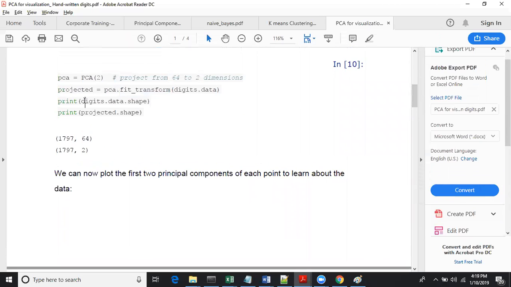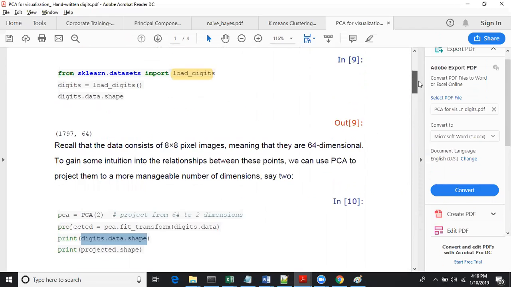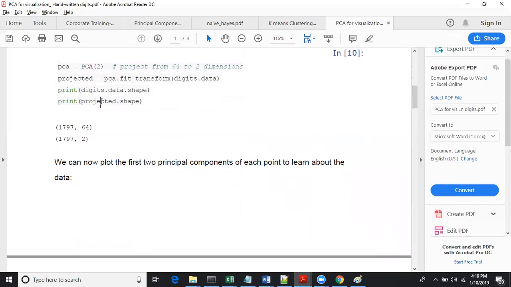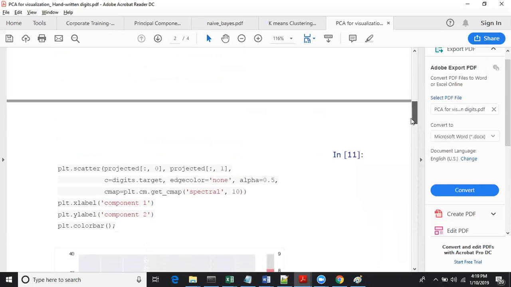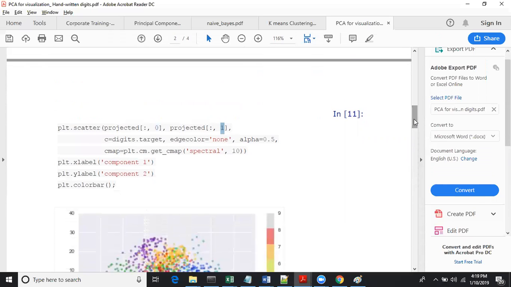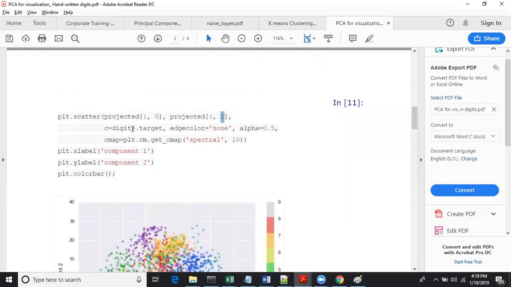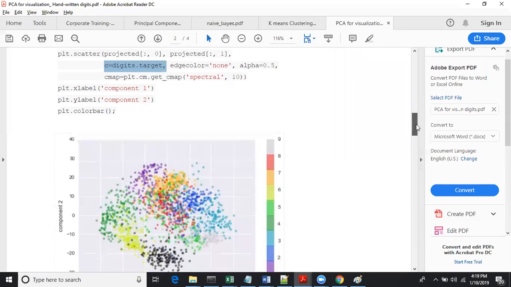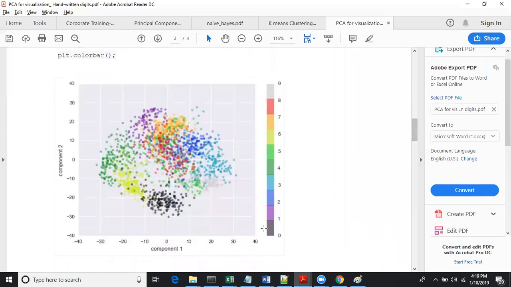So here if you see, this is the data.shape, this is the original data, and this is the dimension, and the projected is this one. Because PCA has been applied with 2 dimensions, it is converted to 2. Now look at this one. So projected has all rows with the first component and second component. Because only 2 components are there, ultimately you can put more than that. And this is a scatter plot of the target. It will represent 10 colors, 0 to 9.